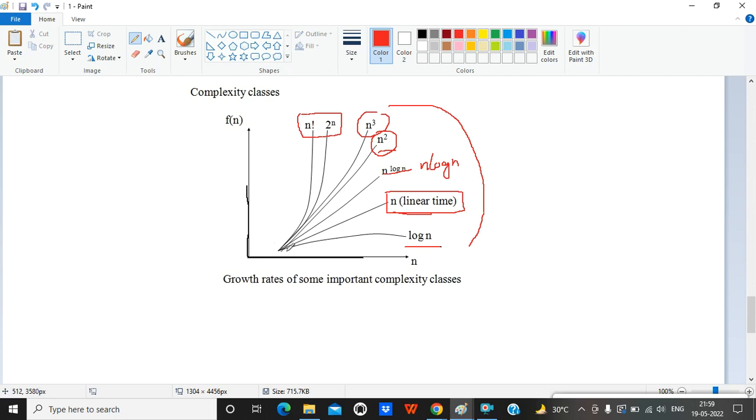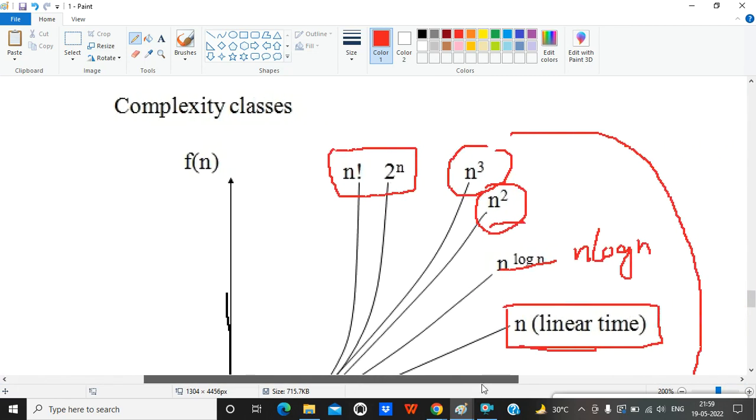Constant will be something like that, a parallel line to the x-axis. So whatever the value of n, it does not matter. It will always take the same amount of time. So this is constant. See here, look at the curve. You can identify that.